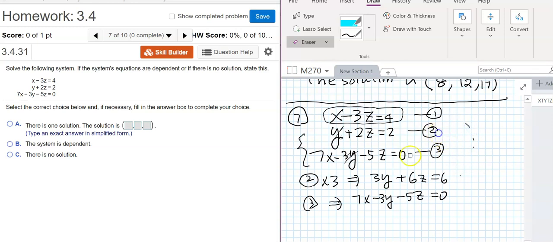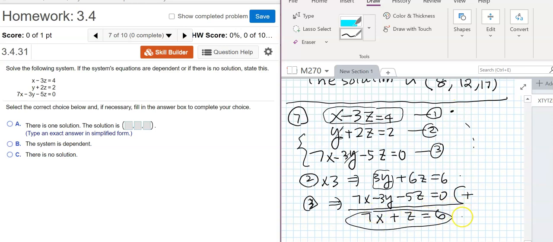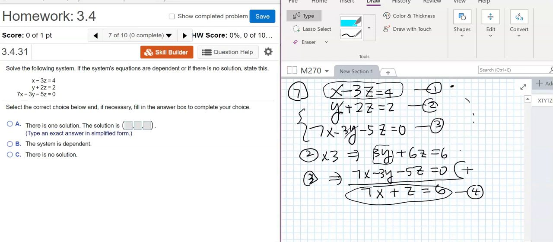Now I multiply 2 times 3 to make this 3y. And then the number 3 I just copy down so I can cancel this y. So when I add these two, I get 7x plus z equals 6, just like number 1. So now I'm going to call this number 4. So I work with the 1 and 4.